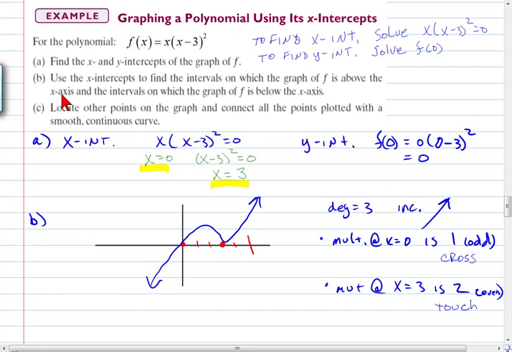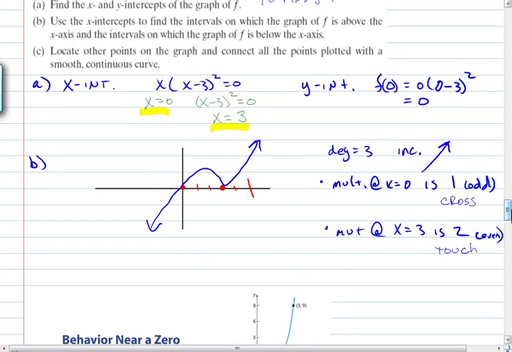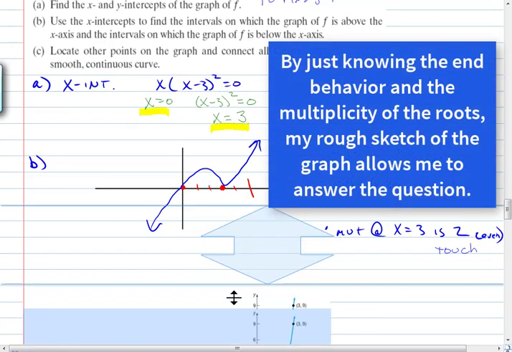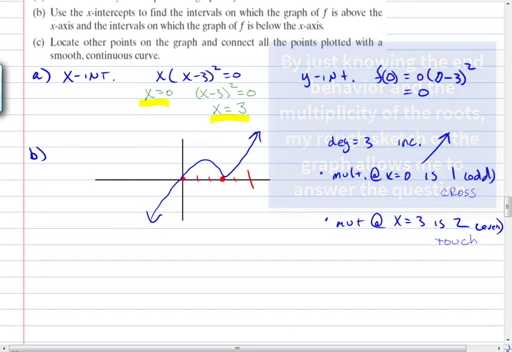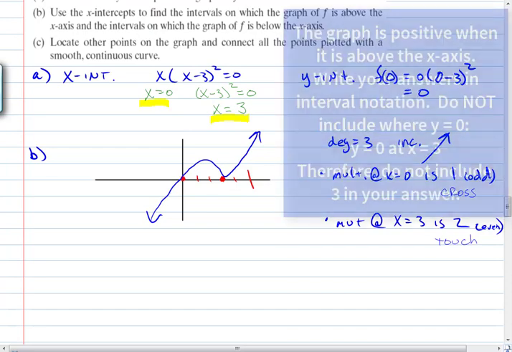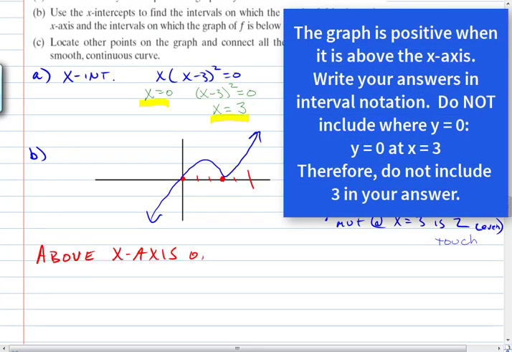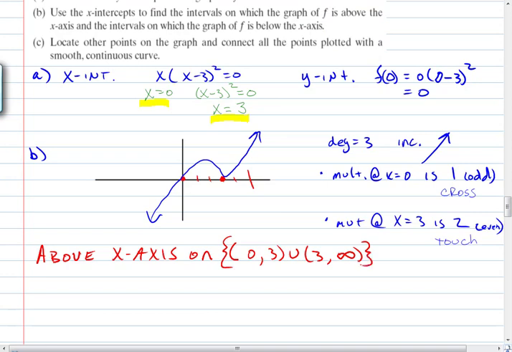It said use the intercepts to find the intervals on which the graph is above the x-axis and below the x-axis. So to answer this question now based on the graph that I've just sketched out, by knowing the multiplicity of the roots, I can answer this. This graph will be positive on the intervals from 0 to 3, union 3 to infinity. Now this is interval notation. If you don't remember interval notation, I need to know. Remember, when we don't include a point, we use parentheses. When we include a point, we put a bracket.